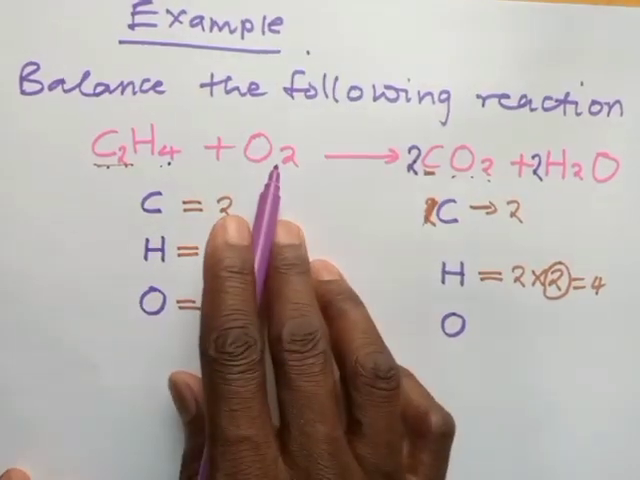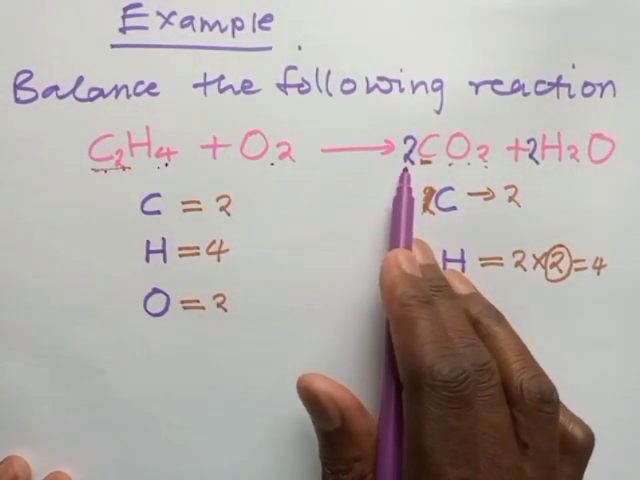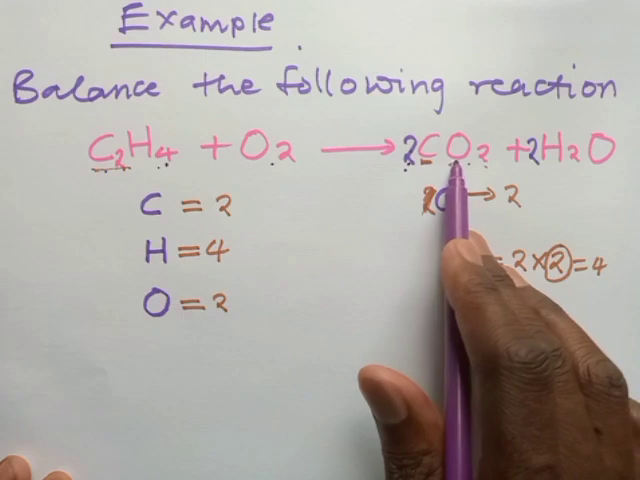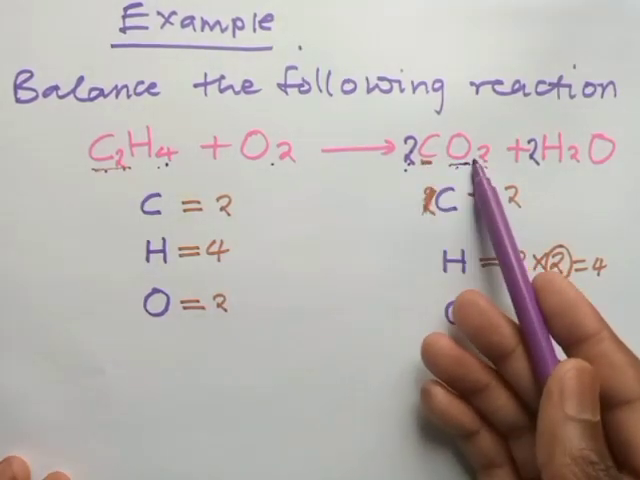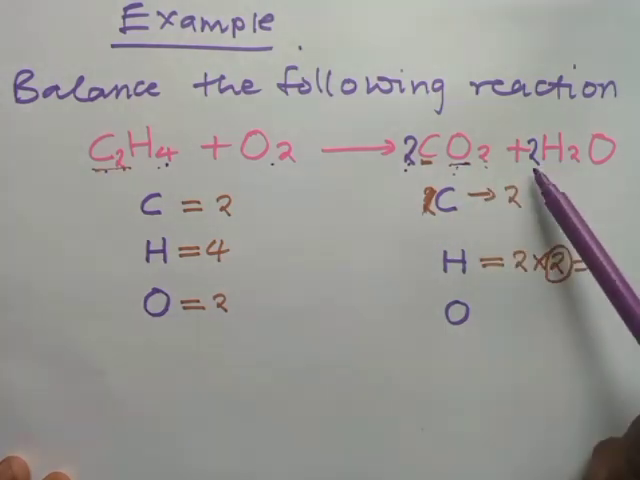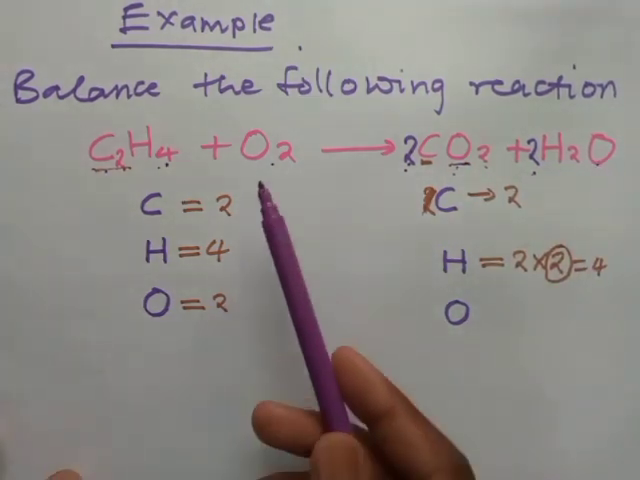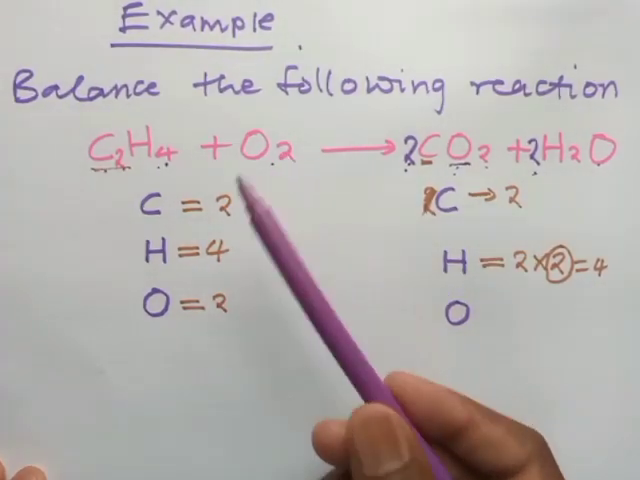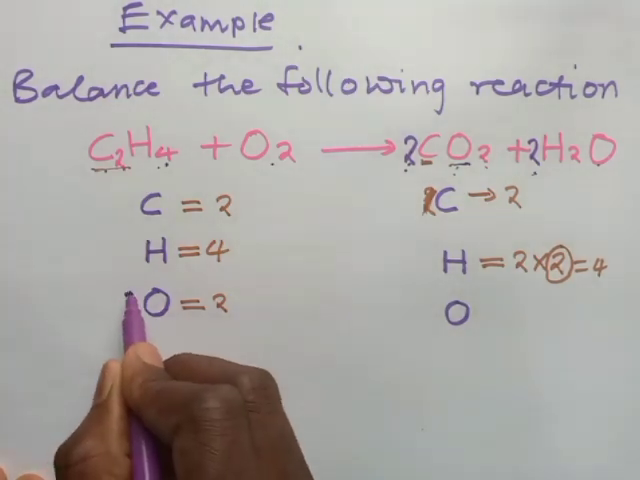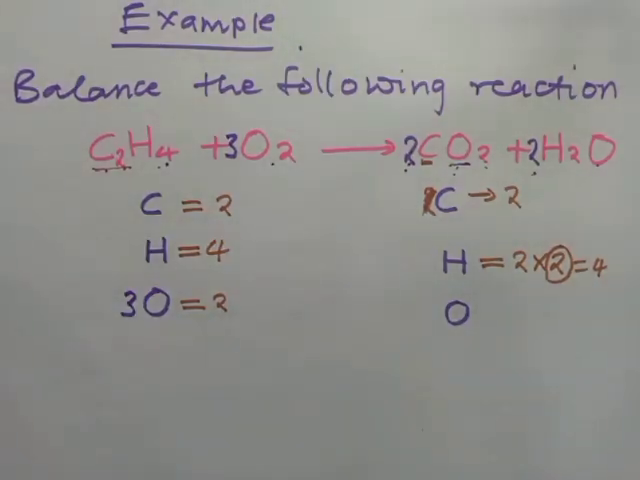We have 2 oxygen atoms on the left hand side. But here, once I introduce 2, I'll say 2 multiplied by the 2 which is here, 2 oxygen atoms, we are going to have 4. So I'll say 4 plus 2 multiplied by 1 oxygen atom, we are going to have 6. And yet here we have 2. So what are we supposed to do for us to balance this one? Definitely, we need to introduce 3 before this, and everything is going to be said to be balanced.